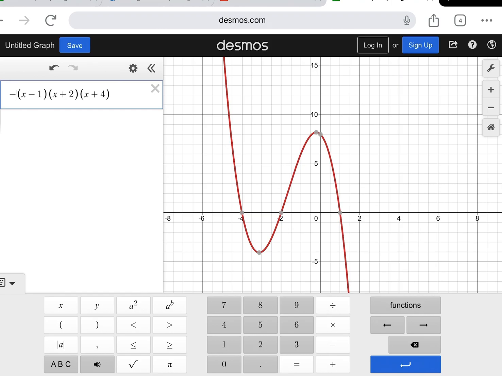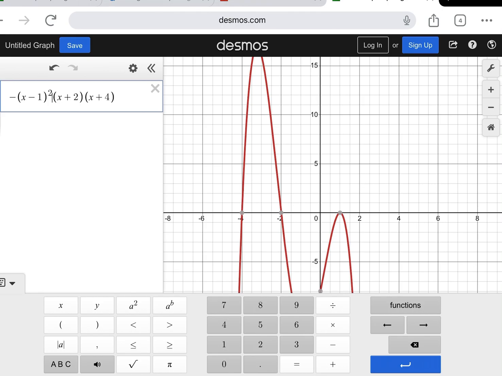What if I put a power on one of these factors? So I'm going to put it on the x minus 1. We should really pay attention because that's where our +1 x-intercept came from. So let's focus on that +1 and see what happens when I put a square in there. Okay, so see how we have all the same points, but there's something that looks a little bit different at +1.